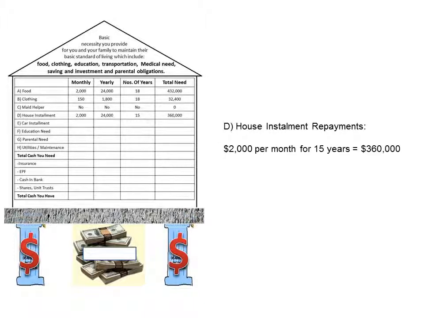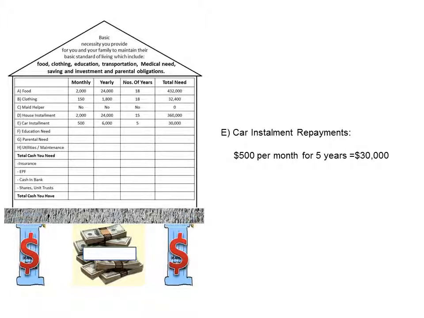D. House installment repayments. $2,000 per month for 15 years equals $360,000. E. Car installment repayments. $500 per month for 5 years would be $30,000.